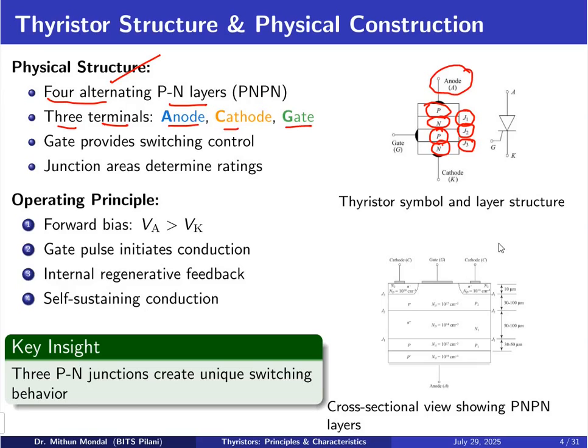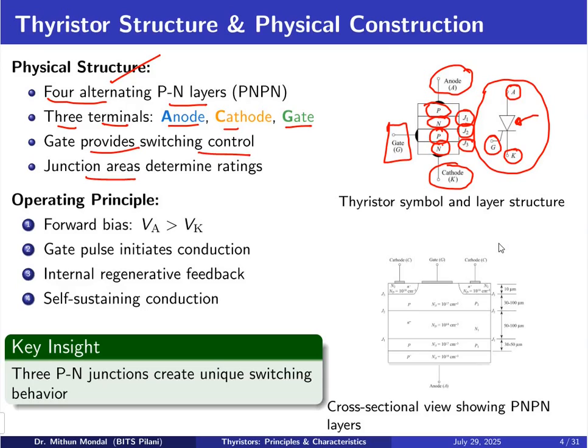In the diode, we had anode and cathode, so it was an uncontrolled device. Now in order to control it, we have one more terminal which is known as the gate. If you see the symbol of this thyristor, it has anode, cathode, which is a diode symbol, and another terminal which is known as the gate. This gate is the one which is going to control the VI characteristic of the thyristor and make it a more controlled device. The gate will provide the switching control and the junction areas will determine the ratings.